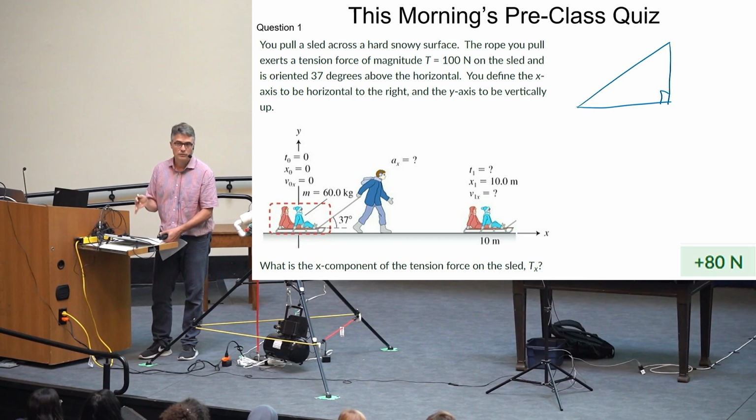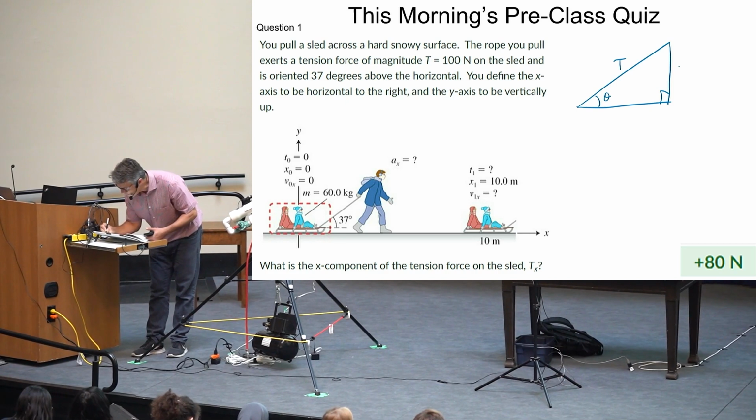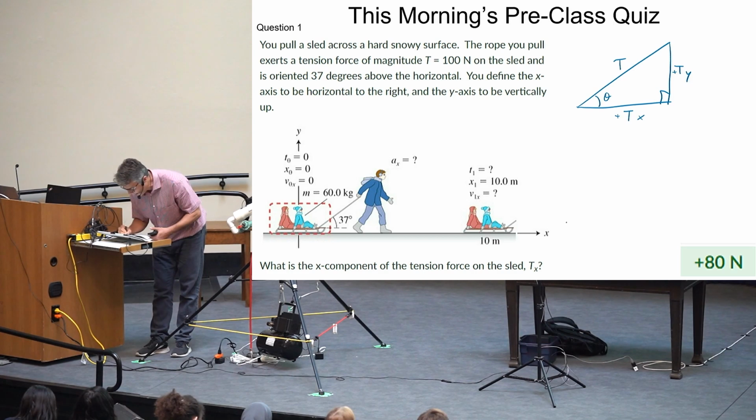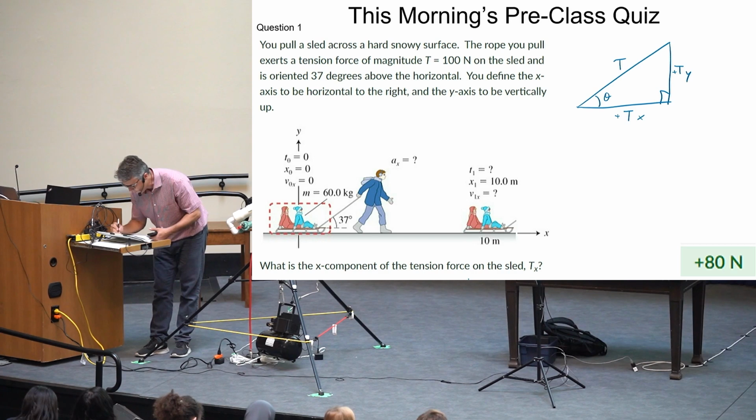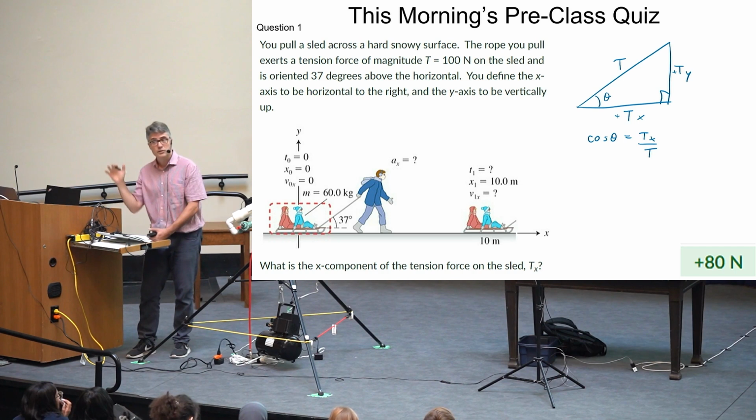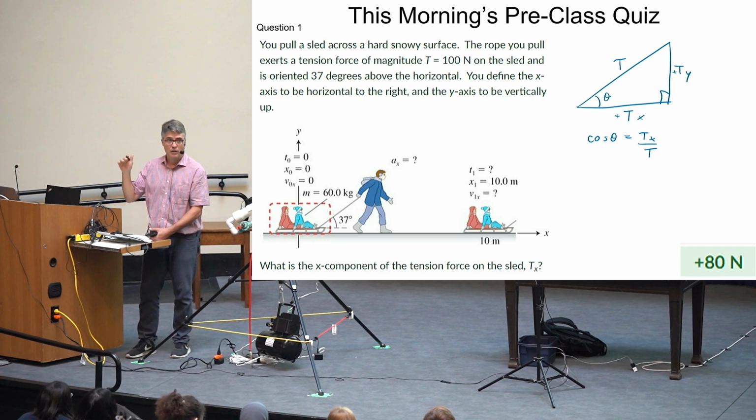I would draw it like this. This is your T, this is your T sub y, and this is your T sub x. And these are both going to be positive, the way x and y are defined. For example, it was asking what's the x component of tension. Well, then you use cosine of theta is the adjacent divided by the hypotenuse. The hypotenuse is always the force itself, the real force. The opposite and adjacent are going to be the components. Then I solve it out, multiply both sides by T.